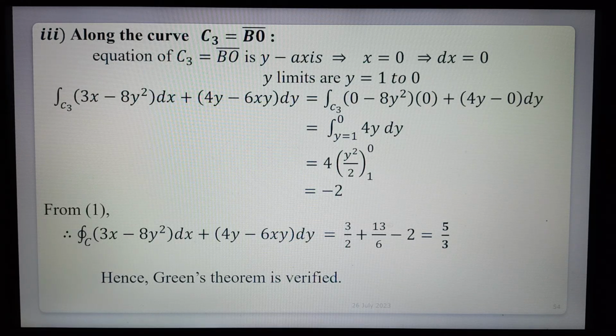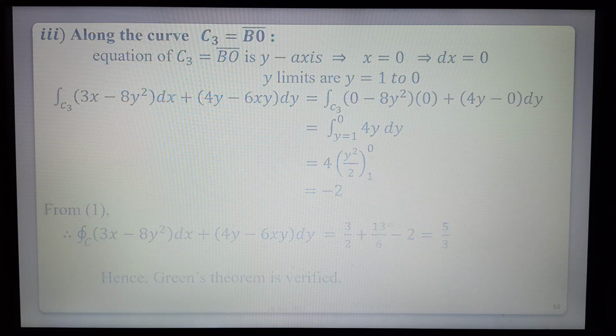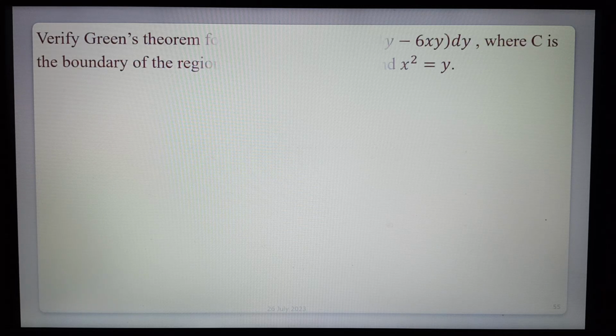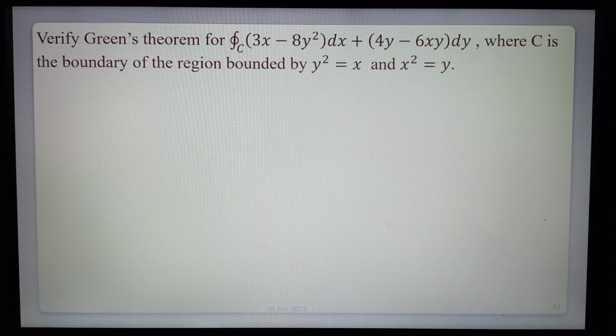See the next example. Verify Green's theorem for integration over C of (3x minus 8y square) into dx plus (4y minus 6xy) into dy, where C is the boundary of the region bounded by y square is equal to x and x square is equal to y. This previous question is also the same, but the region is different. So now verification on a different region.